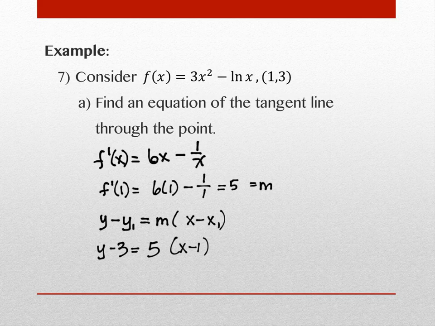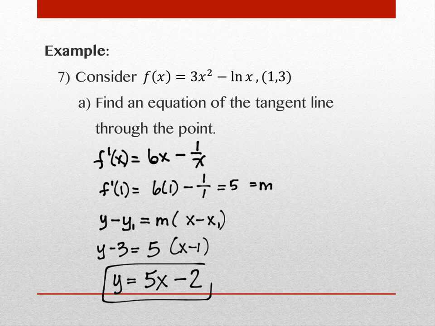And then we clean it up a little bit. It's simple algebra for us. So we'll multiply our 5 through. So we have 5x, you have minus 5, and then plus the 3 from the other side, which is going to give you a minus 2. So y equals 5x minus 2. This is our tangent line.